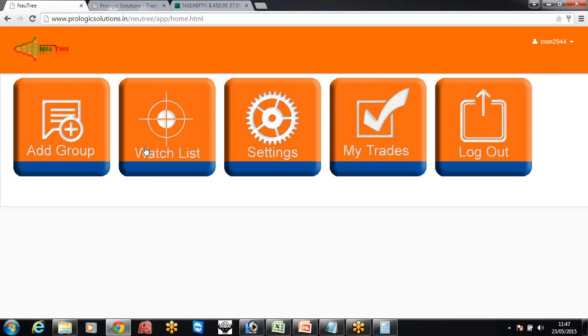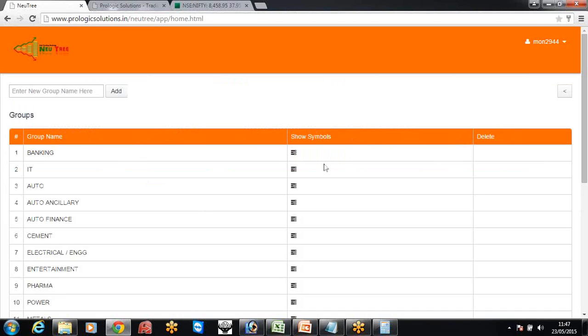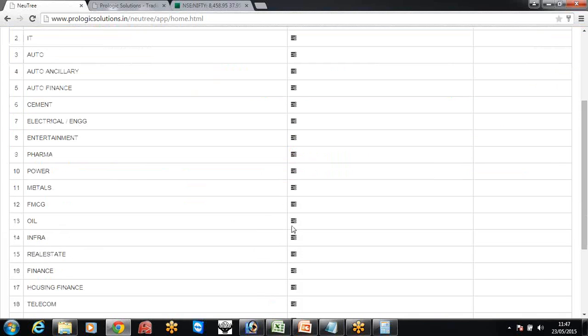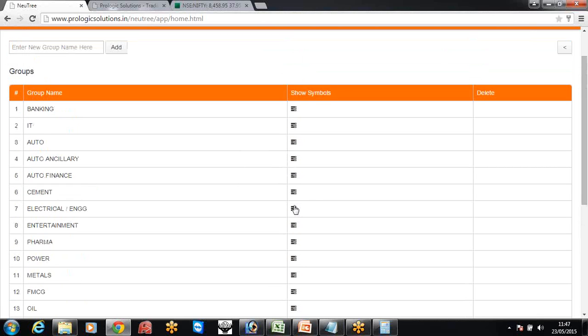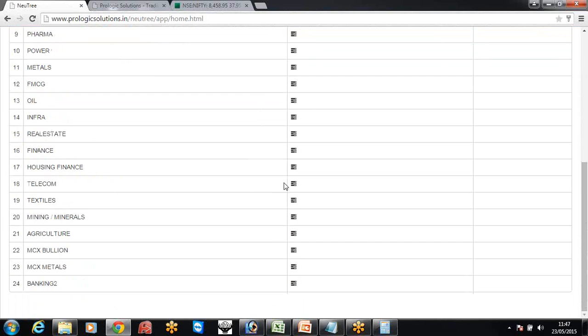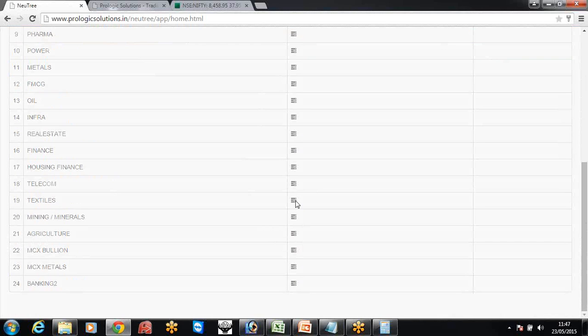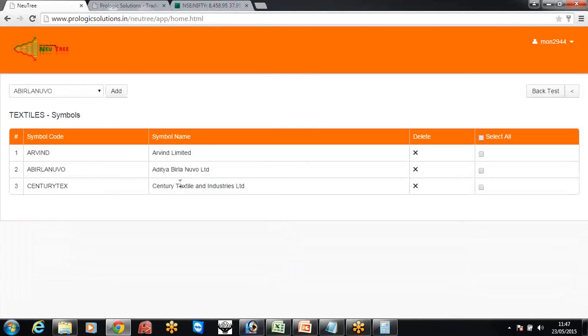Likewise, Century Textiles doesn't come in IT or entertainment. I'll show you. It will be in textiles. So you have Century, AB Nuvo, and Arvind. We have these three companies in the same segment, same trade, same kind of business. So we add these in a particular group.